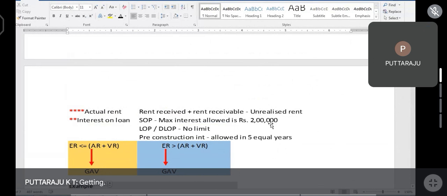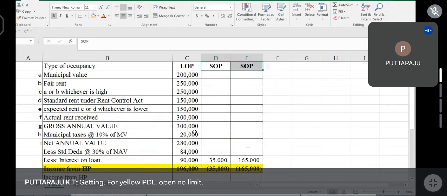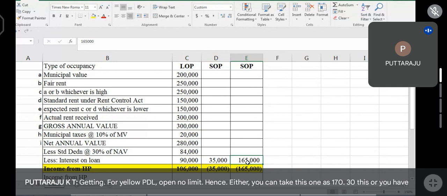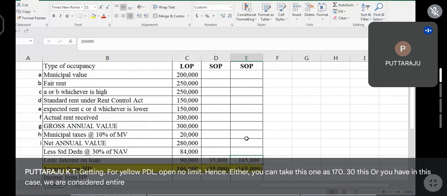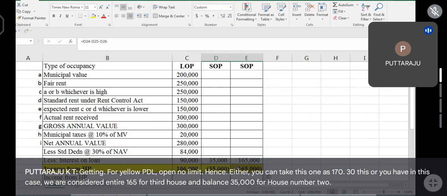Getting? Yes, sir. LOP, DLOP, no limit. Hence, either you can take this one as 170 and 30, or in this case, we have considered the entire 165 for the third house and the balance 35,000 for house number 2. Total should not exceed 2 lakhs.